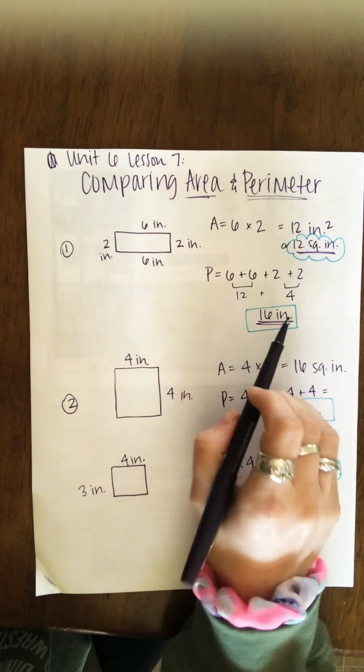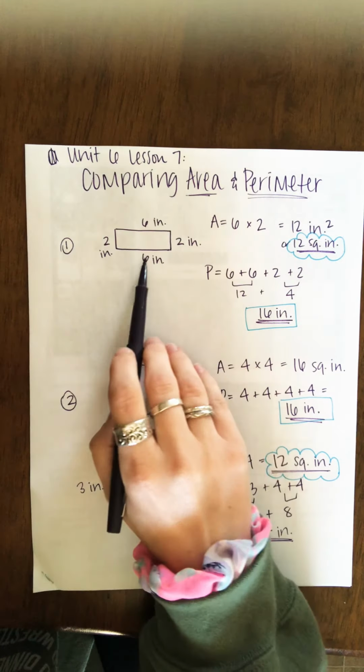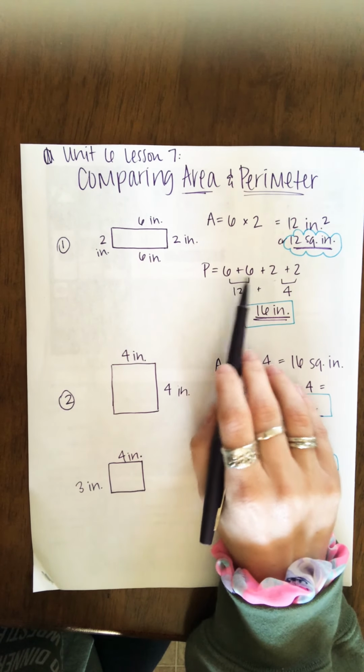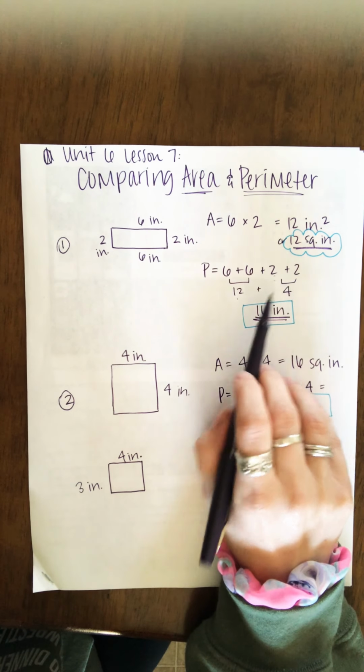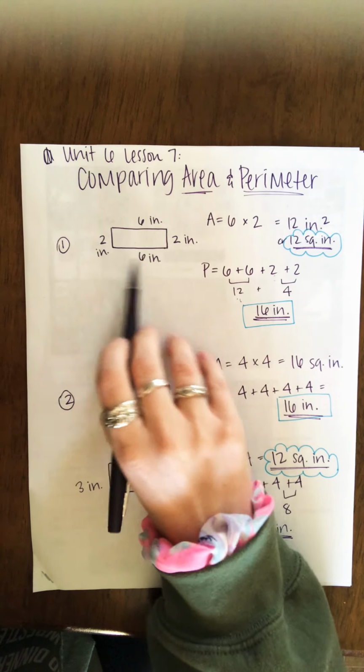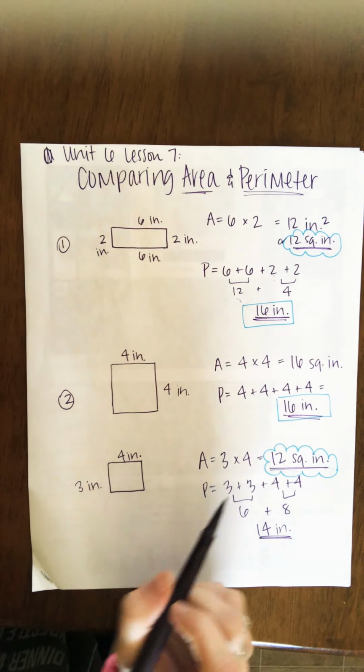So this one, we added 6 and 6 because that's the top and bottom lengths, and then 2 and 2 because that's the side lengths. So 6 plus 6 is 12, 2 plus 2 is 4, so I added those together to get 16 inches for my perimeter around this rectangle. That's the distance around that rectangle.